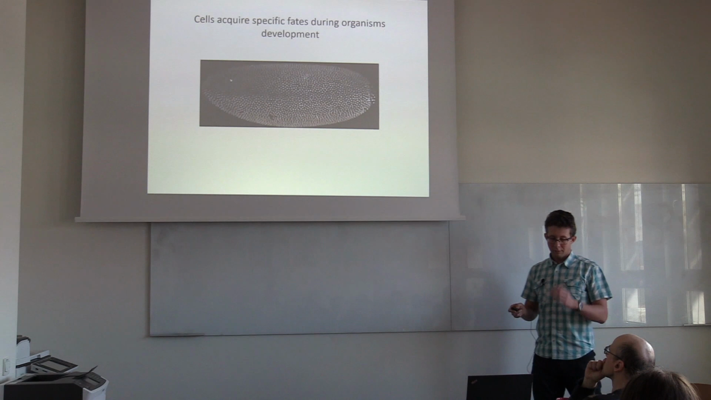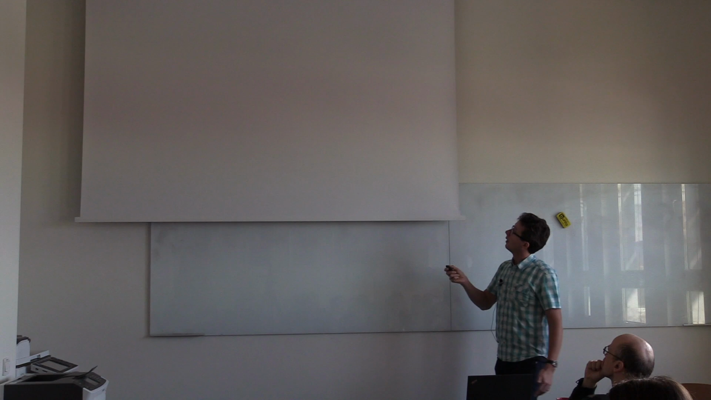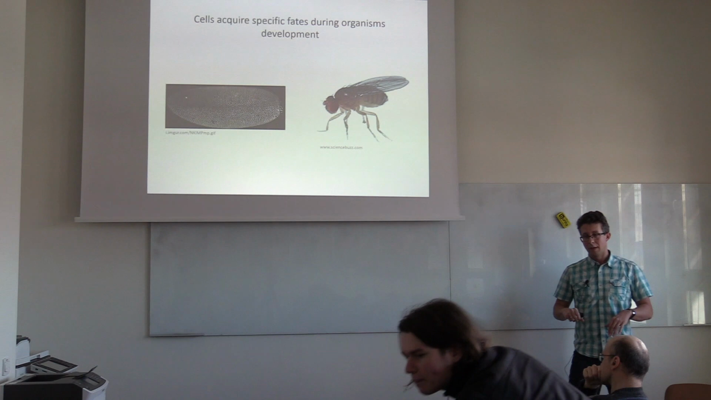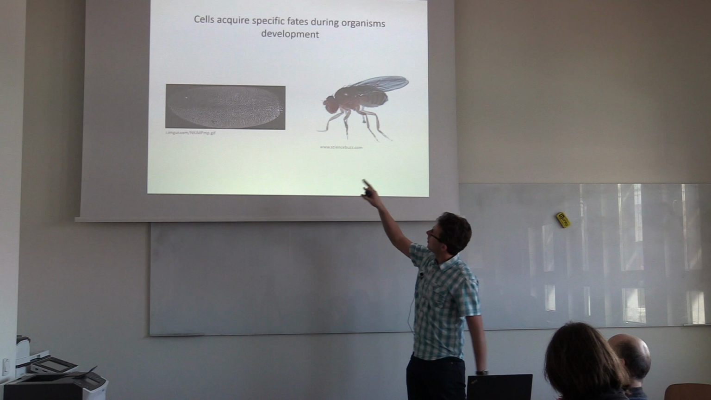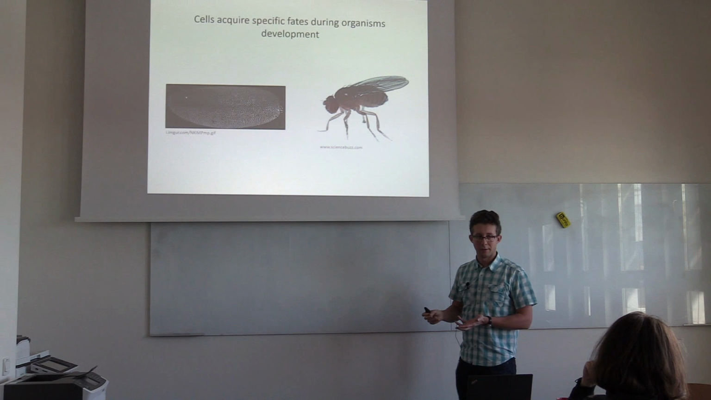And all these nuclei are identical, but shortly after this nuclear cell cycle 13, they will be separated through cell walls, and they will become separated cells that will acquire specific cell fates. Later on, these cells will form groups, and these groups of cells will give rise to different body parts.